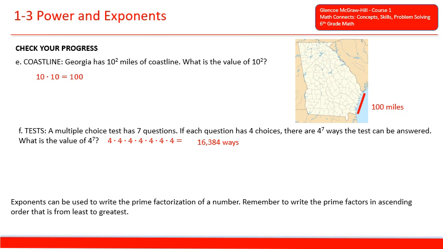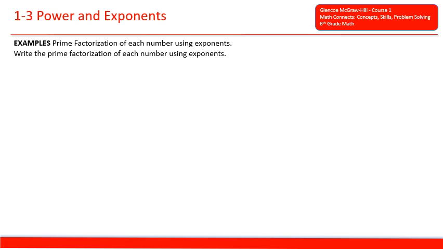Exponents can be used to write the prime factorization of a number. Remember to write the prime factors in ascending order, that is from least to greatest. So we want to write the factors from smallest to greatest. Examples: write the prime factorization of each number using exponents.